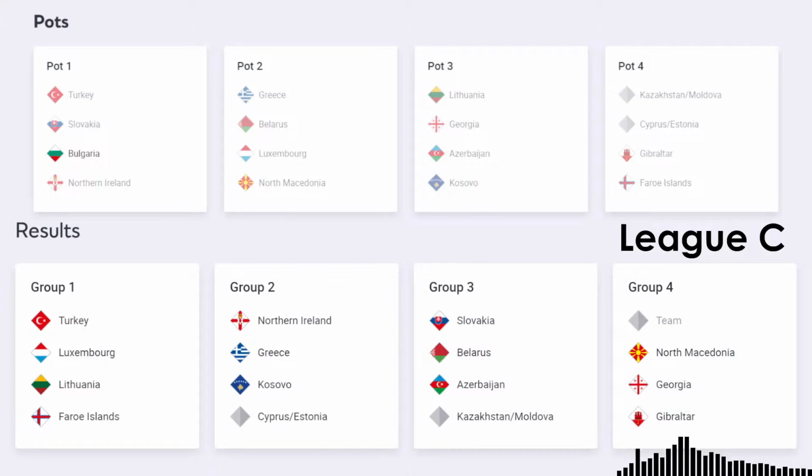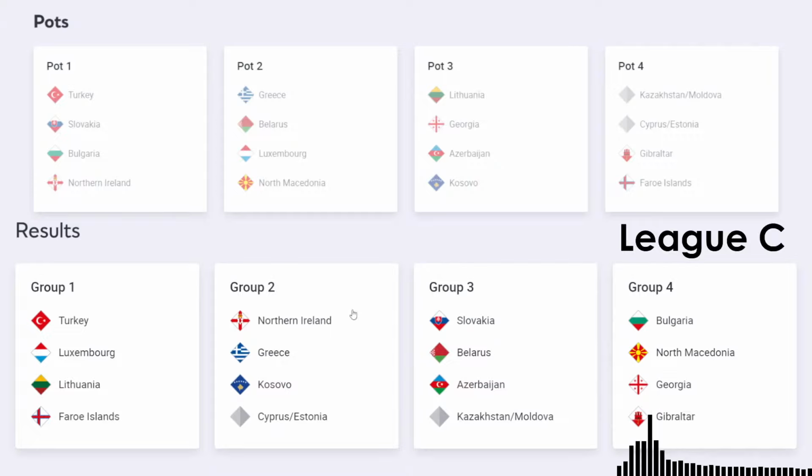The last team from League C, Bulgaria joined Group 4 with Gibraltar, Georgia and North Macedonia. So these are the teams included in Group 1: Turkey, Luxembourg, Lithuania and Faroe Island, and in Group 2, Northern Ireland, Greece, Kosovo and Cyprus versus Estonia's match winner, and in Group 3, Slovakia, Belarus, Azerbaijan and Kazakhstan versus Moldova's match winner, and Group 4, Bulgaria, North Macedonia, Georgia and Gibraltar. So League C is also completed.